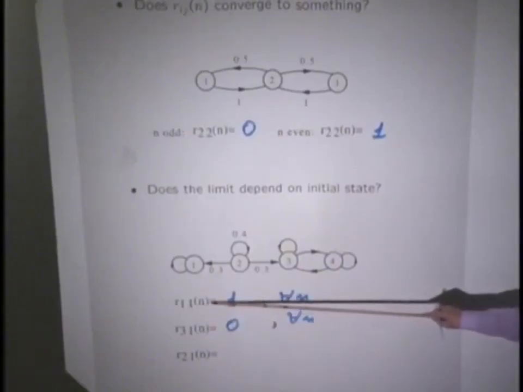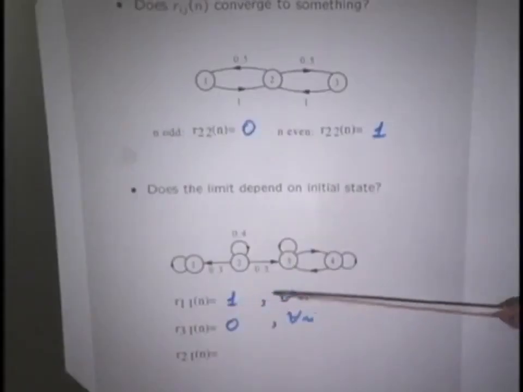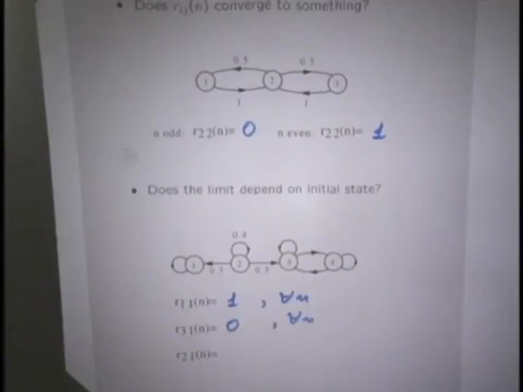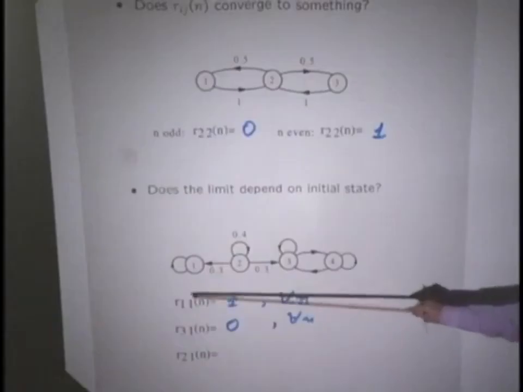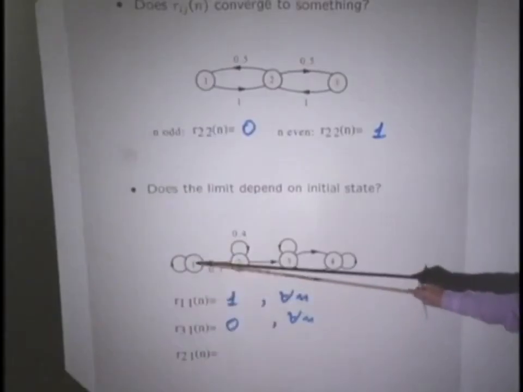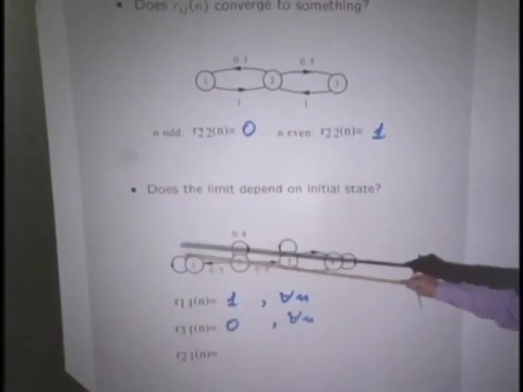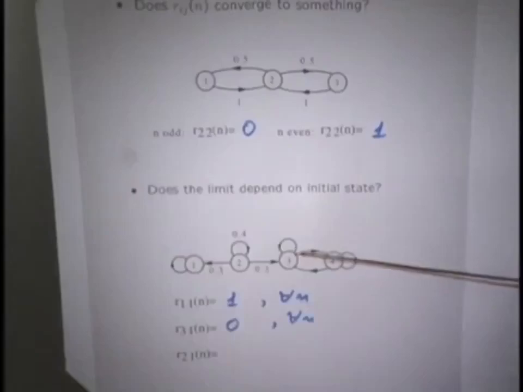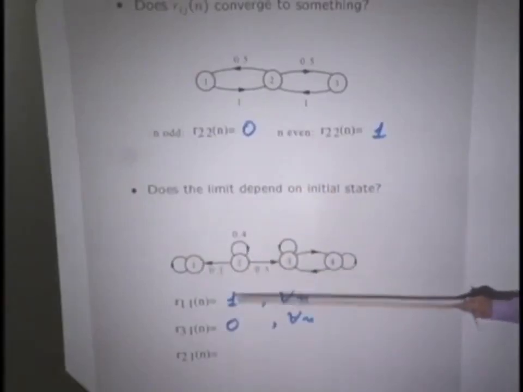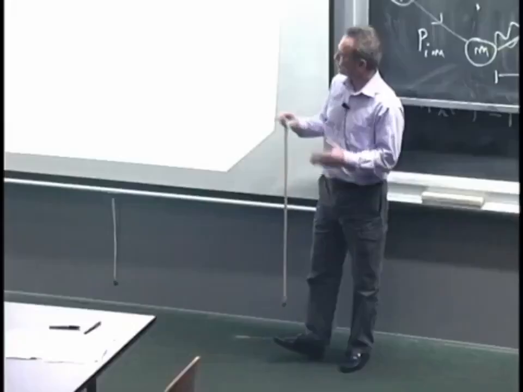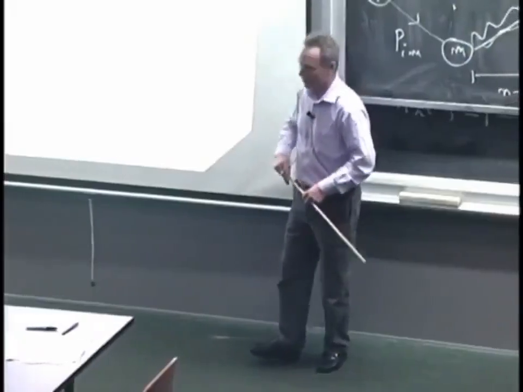R11 goes to a limit as n goes to infinity because it's constant. It's always 1, so the limit is 1. R31 also has a limit. It's 0 for all times. So these are the long-term probabilities of finding yourself at state 1, but those long-term probabilities are affected by where you started. If you start here, you're sure that in the long term you'll be here. If you start here, you're sure that in the long term you will not be there. So the initial state does matter here. And this is a situation where certain states are not accessible from certain other states. So it has something to do with the graph structure of our Markov chain.